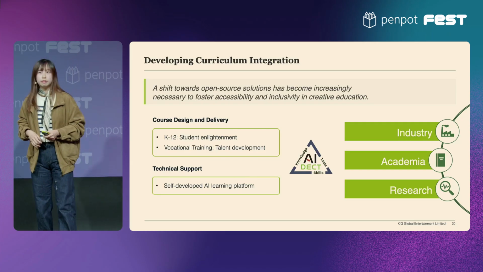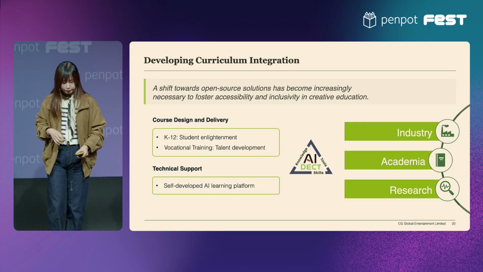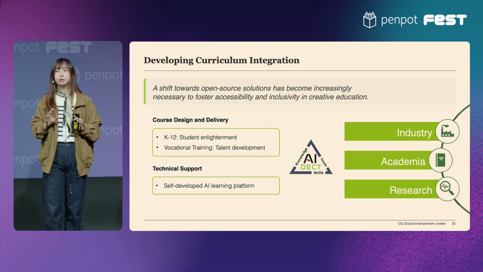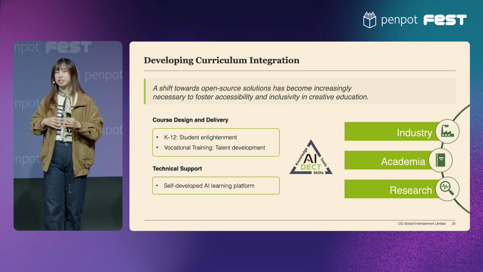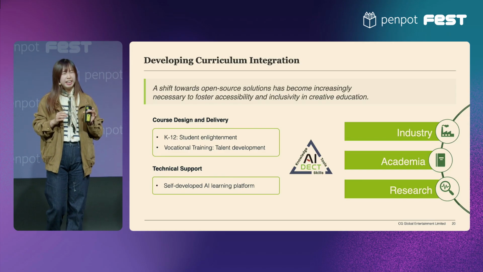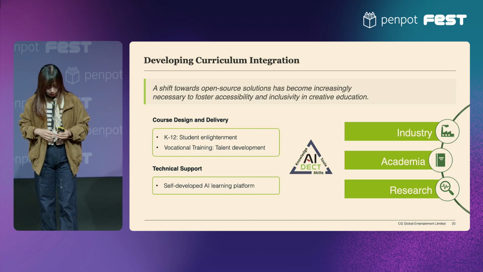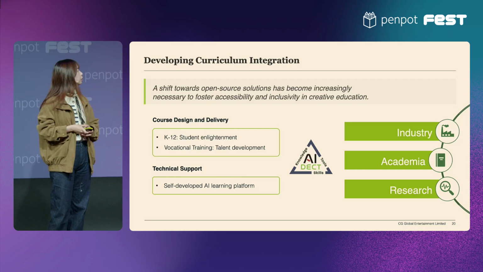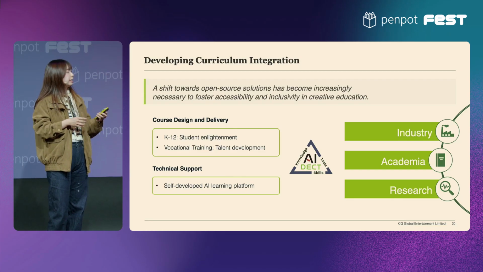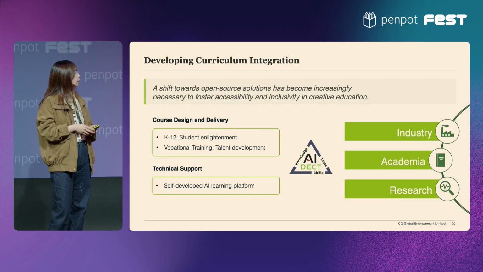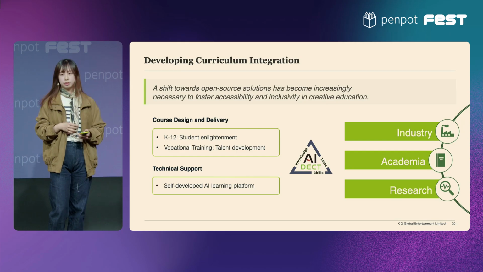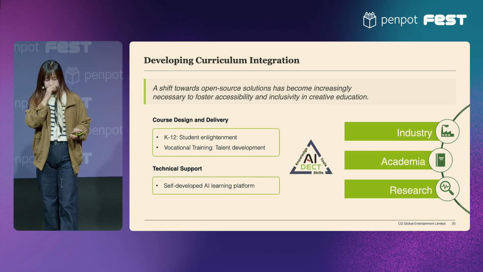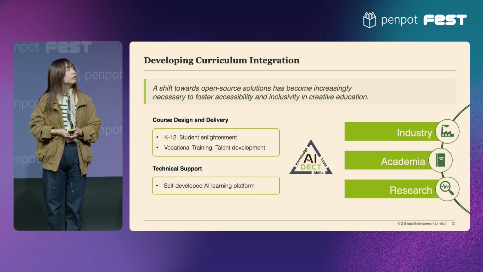So refer to the previous cases. We noticed that even though schools may be open to adopting the technology into their daily teaching, they lack awareness of using open software. So in Hong Kong, we basically do two things. The first is to deliver and design OSS courses. The second is we provide technical support to all the students and industry, especially vocational training.